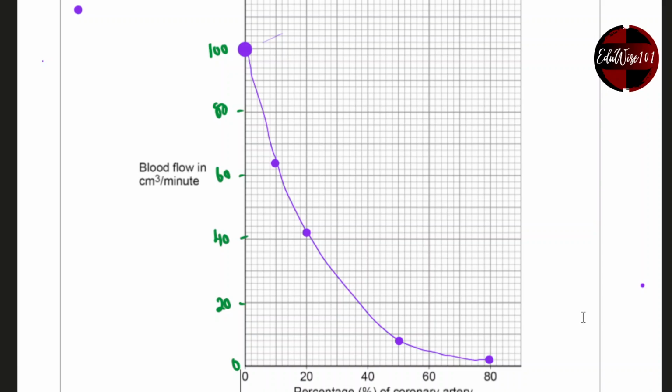Right. So predict the blood flow in a coronary artery with a 35% blockage. So if it's 35% blockage, it's going to be, let me change the color for that into this, and if it's 35%, it's going to be here. 30 is there, 35% is here, so it's roughly there. So that is, according to my graph, 22 centimeter cube.